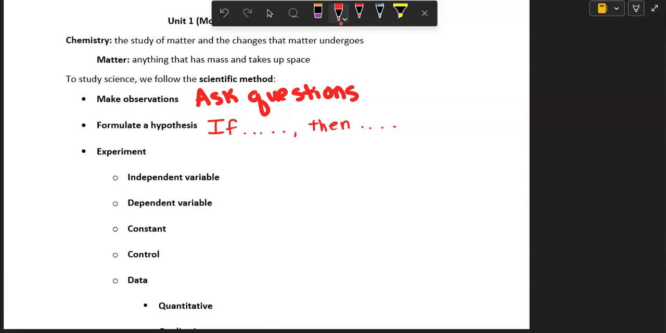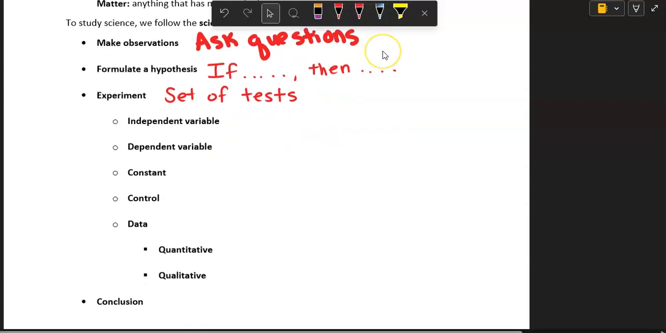All right. So for an experiment, this is going to be a set of tests. And of course, the kind of test and the way you go about that is going to depend on what you're studying. But a good experiment needs to have these parts that we're getting ready to talk about. The first is the independent variable. This is the variable that is changed by the scientist that you're trying to study its effect. Okay? So changed by the scientist to study its effect.